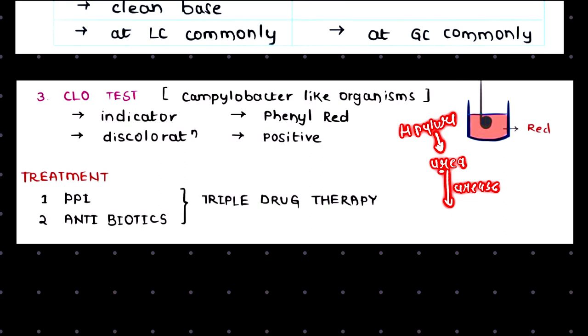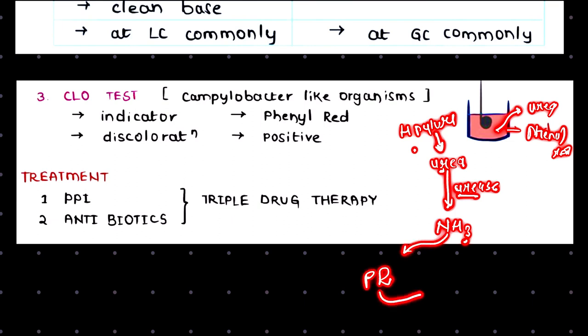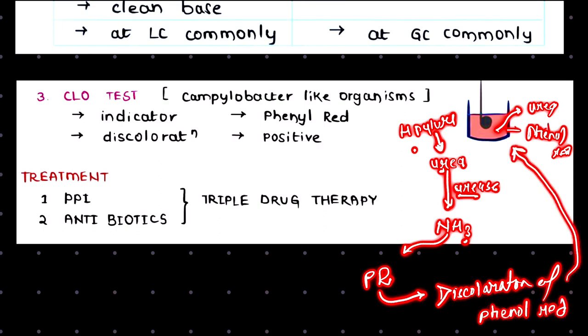Now why are we talking about urea? Because we said earlier that here we are adding urea and phenol red. As this H. pylori will produce urease and it will break urea, on the breakdown of urea there will be NH3 release. This NH3 will react with phenol red, and there will be discoloration of phenol red, and this discoloration of phenol red is our positive test.